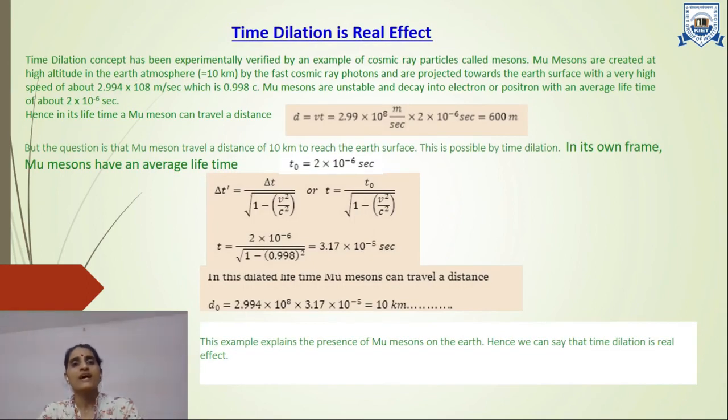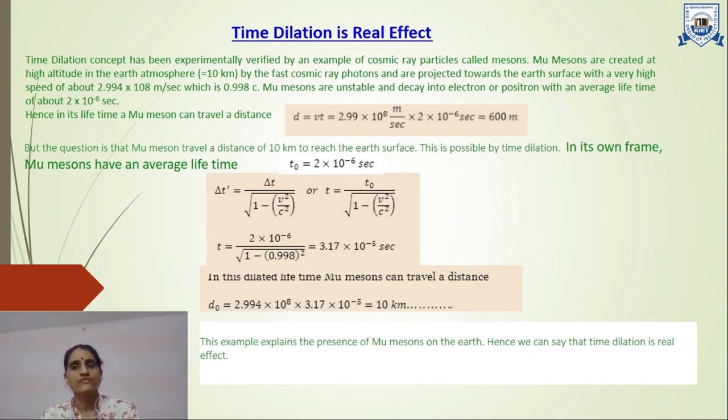Now it is observed that time dilation is a real effect. Now how does it happen as a real effect? This effect is seen experimentally. It was verified that new mu meson particles are created above the altitude of 10 kilometers from the Earth's surface, and these particles are created by cosmic ray particle interaction with the Earth's atmosphere.